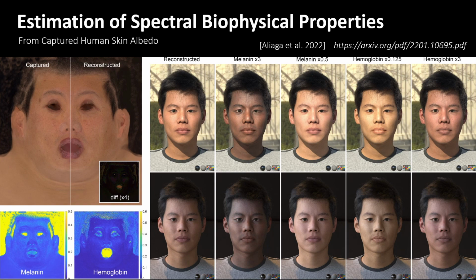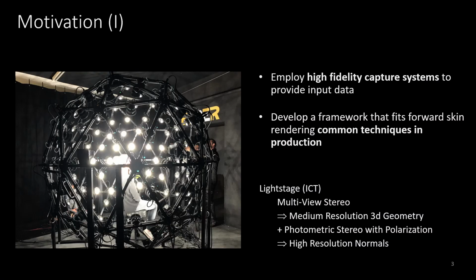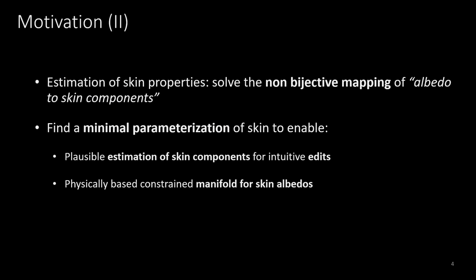On the left, the captured versus the reconstructed albedo for the estimated properties, and below, 2 of the most important maps, melanin and hemoglobin. On the right, demonstration of robust editing of the skin components. We strive to fit existing production pipelines, employing state-of-the-art graphics rendering solutions. We get our input signals from a light stage dome capture. This device is currently the one that provides the highest level of fidelity in terms of geometric details, such as pores. Our goal is to perform robust estimations of skin diffuse properties.